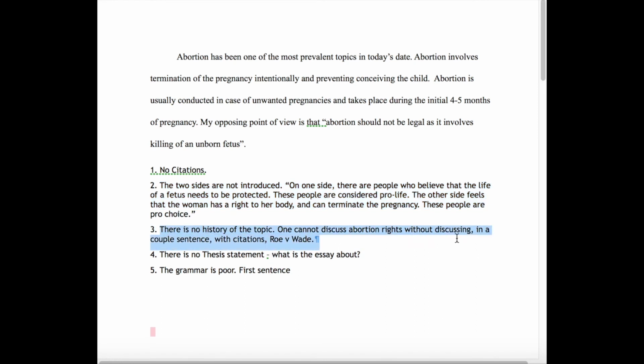You cannot discuss abortion rights without discussing in a couple sentences with citations Roe v. Wade. Last, there's no thesis statement. What is this essay about? She ends her introduction with, my opposing point of view is that abortion should not be legal as it involves the killing of an unborn fetus. Ideally, your opinion should not show up in this paper until the conclusion. I should not know what your opinion is. It's an unbiased presentation of both sides of an issue. Your thesis statement, I gave you an example in the discussion in the news and announcements. You can find that.